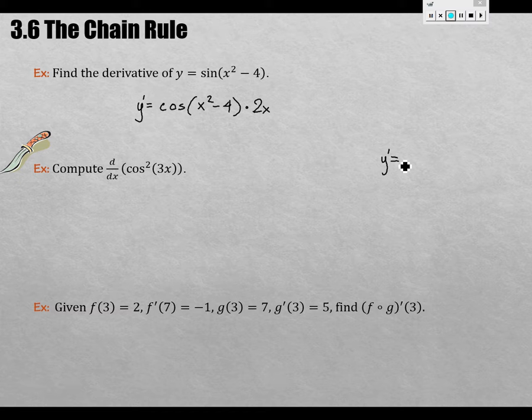Negative 6 cos x, cos 3x. Is that what you guys got out there? Very good. Wow. Did you know your dad could do that? Wow. That was amazing. He remembers the chain rule, even in a dagger situation. That was incredible.